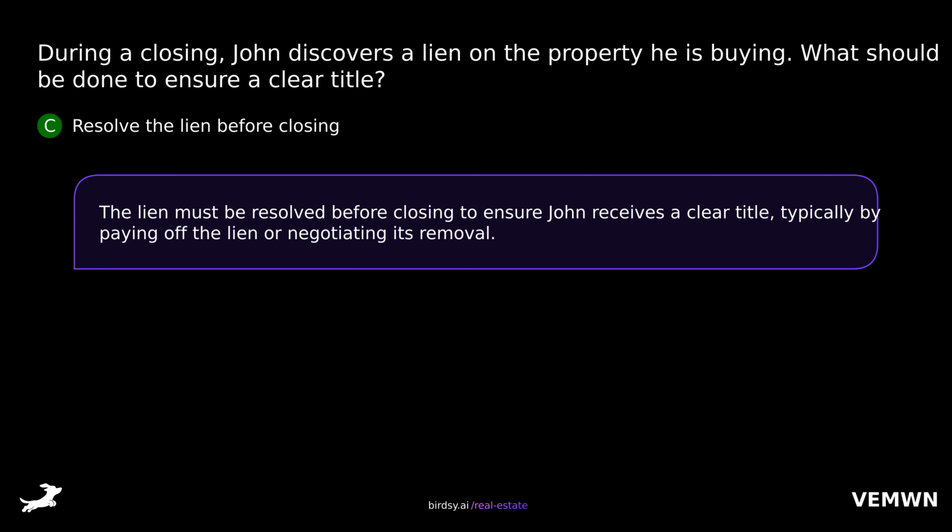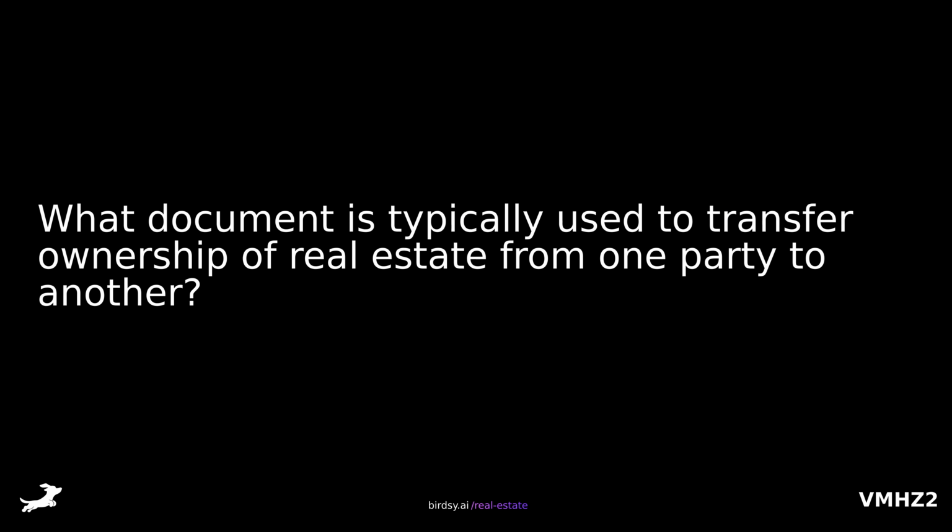The lien must be resolved before closing to ensure John receives a clear title, typically by paying off the lien or negotiating its removal. What document is typically used to transfer ownership of real estate from one party to another?